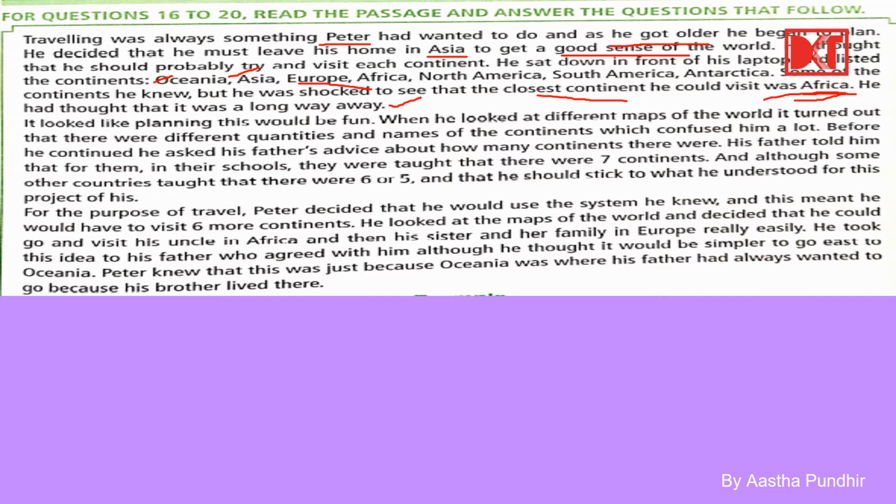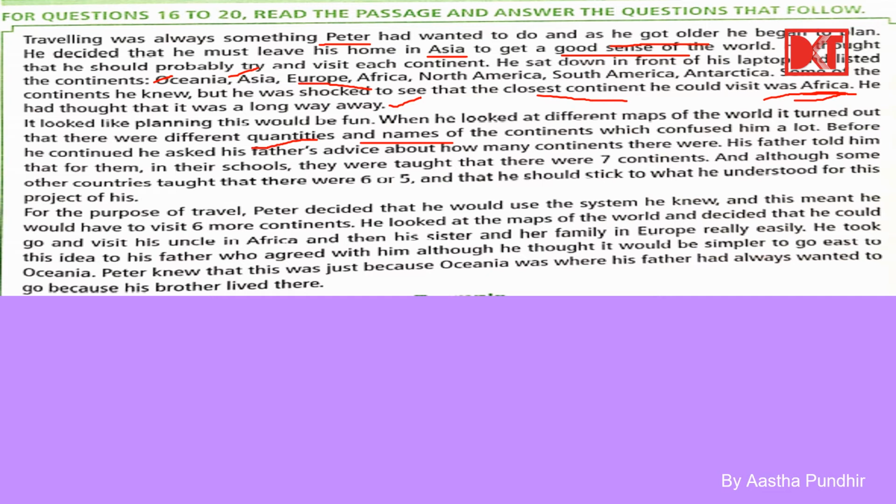When he looked at different maps of the world, it turned out that there were different quantities and names of continents which confused him a lot. तो जब उसने काफी maps देखना शुरू करे, तो उसने देखा there were different quantities, different names of the continents which confused him. So before he continued, he asked his father's advice about how many continents there were. उसने अपने father से पूछा कि कितने continents हैं.